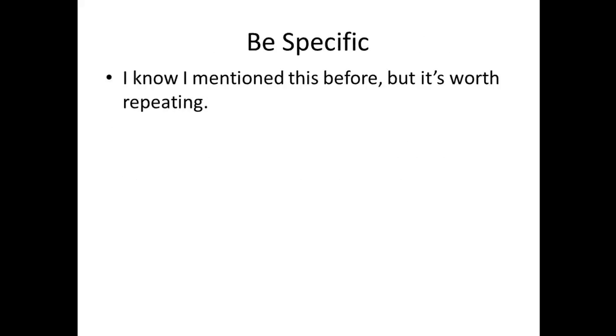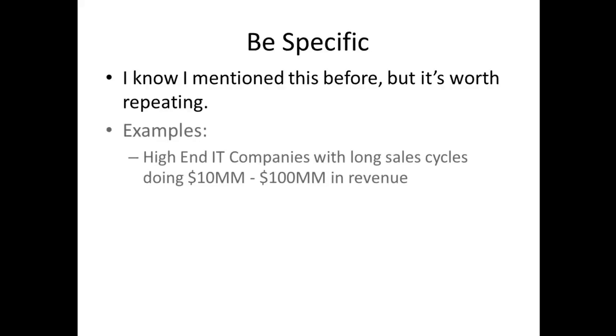So I just want to reiterate, be specific. I mentioned this plenty before in this video, but it's definitely worth repeating. And I just want to show you some examples of specific ideal client profiles. One of them, the one that I used, was high-end IT companies with a long sales cycle doing $10 million to $100 million in revenue. I knew exactly where the CEO of that company was at all times, what networking event they were attending, what industry trade show they were attending, what blogs they read. I knew exactly what problems they needed to have solved. I knew exactly what their objections were. So getting introduced to them, exposing my agency to them was quite easy once I was that specific.